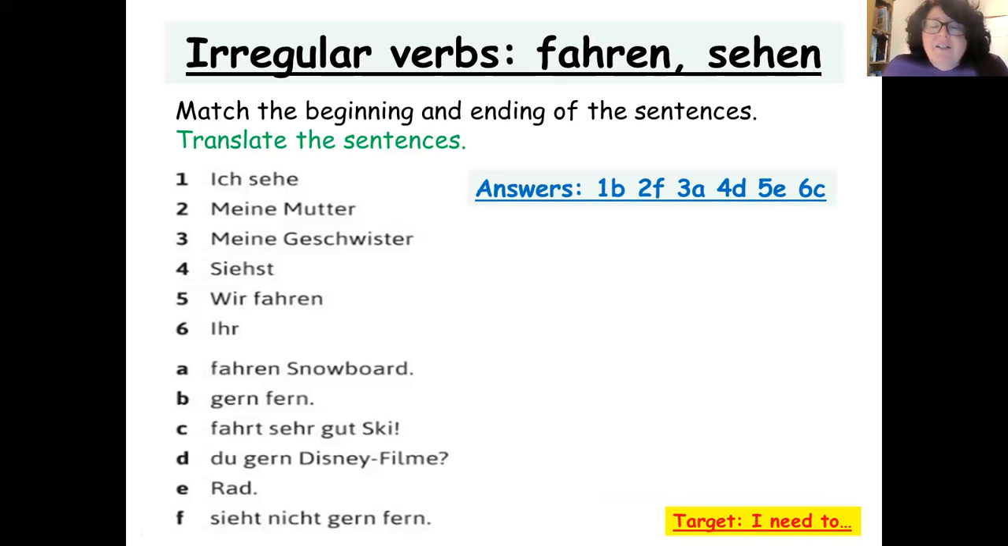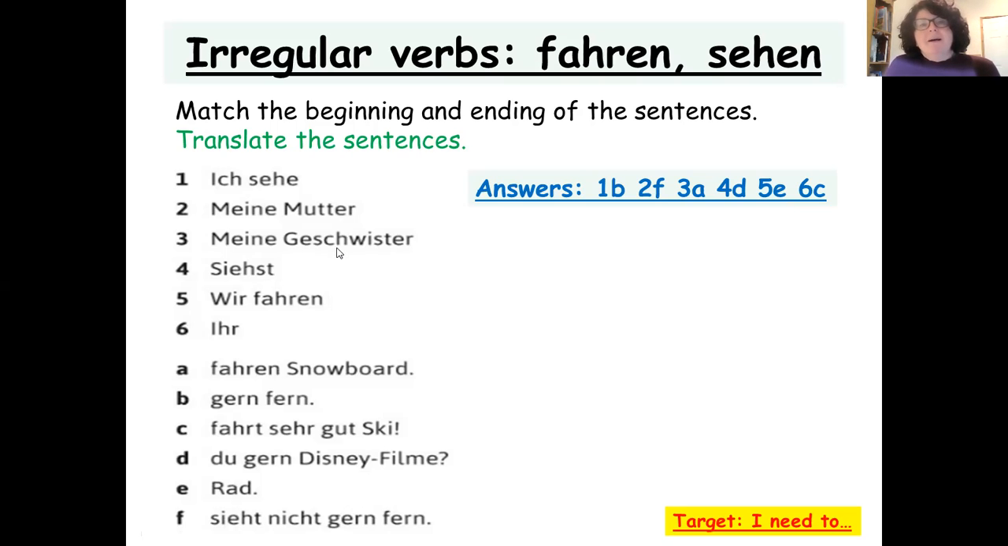So this is actually an easy, straightforward one because meine Mutter is the third person. So I know that's the subject of the sentence, so I know that I'm looking for a verb in the third person, okay? So meine Mutter sieht nicht gern fern. Okay, so that's the third person. So my mom doesn't like watching TV.